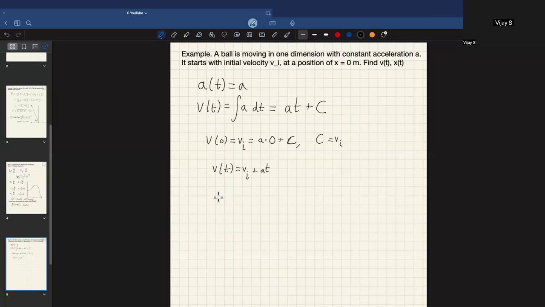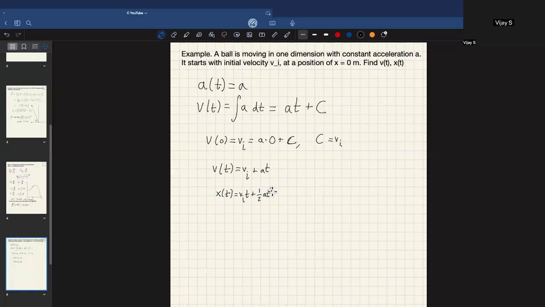If you do the same thing with position, what you're going to find is that x of t is going to be equal to vit plus 1/2 at squared. Another kinematics equation. Displacement is vit plus 1/2 at squared.